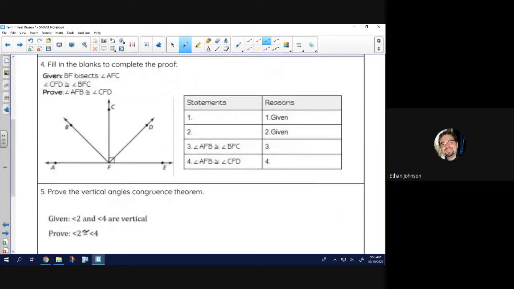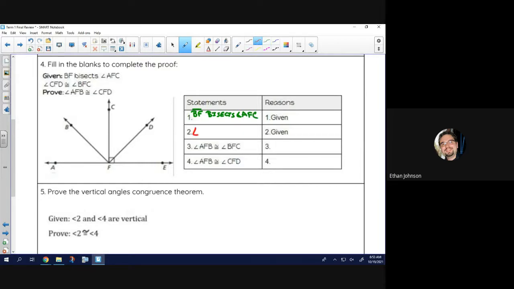Next one is a fill-in-the-blank proof. So I notice that there are 4 blanks in this. And my first 2 reasons say given, so I know I'm going to have to write down my given statements. So the first one says segment BF bisects angle AFC.